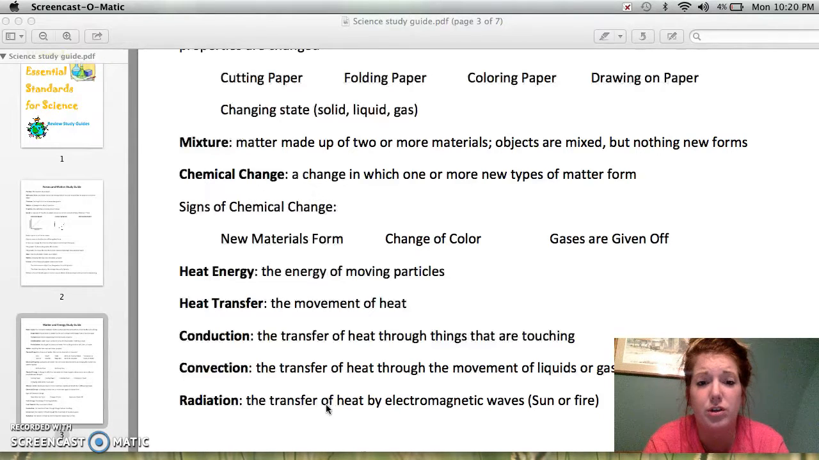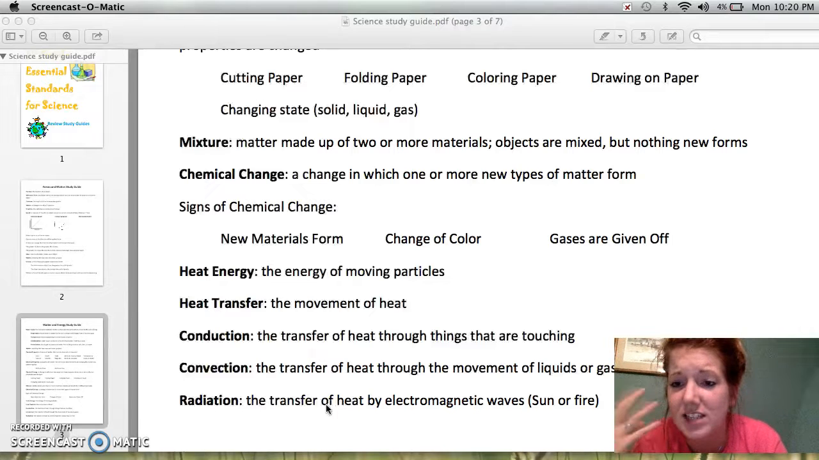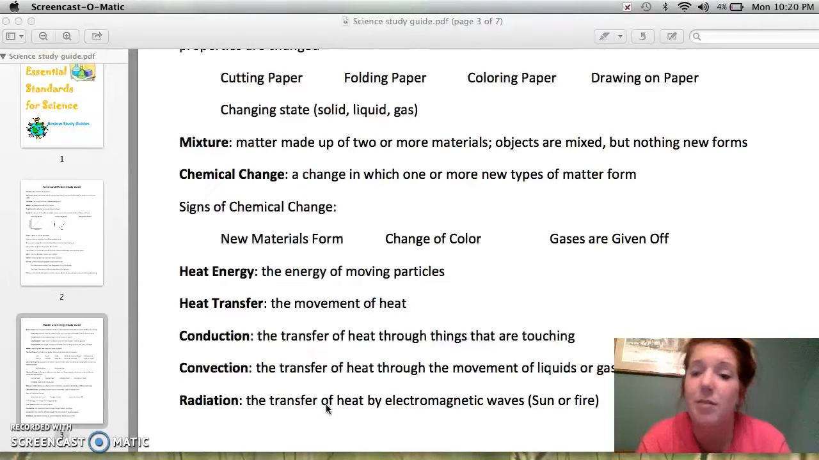Radiation is the transfer of heat by electromagnetic waves. So you're going to think sun or fire. It's giving off some kind of light, and that is your source of heat through those electromagnetic waves. Just like in the microwave. If you did not have the light, those waves would not work. It would not cook your food. The sun, as you feel it on your back, that's all forms of radiation.